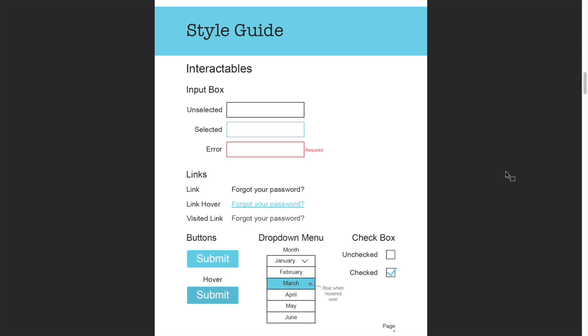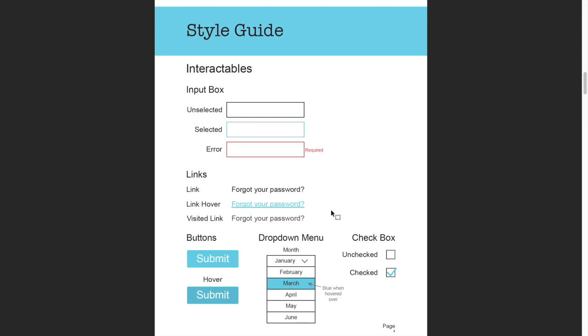For interactables, we have different things like input boxes, links, buttons, drop-down menus, checkboxes. That's about it on the website. So if we take a look, things will turn blue if they're selected. If there's an error for input, it'll highlight in red and say what the error is next to it.